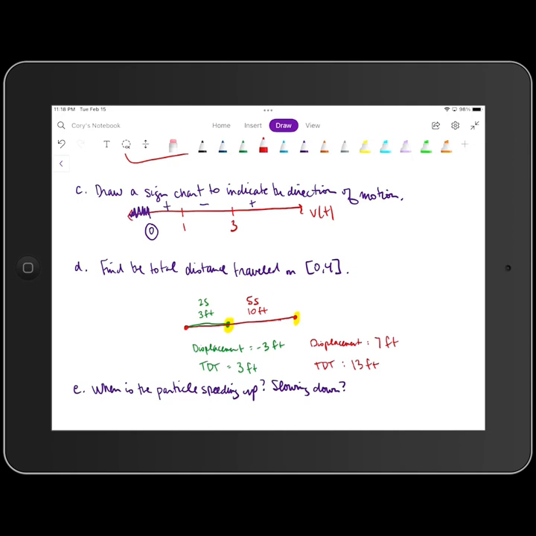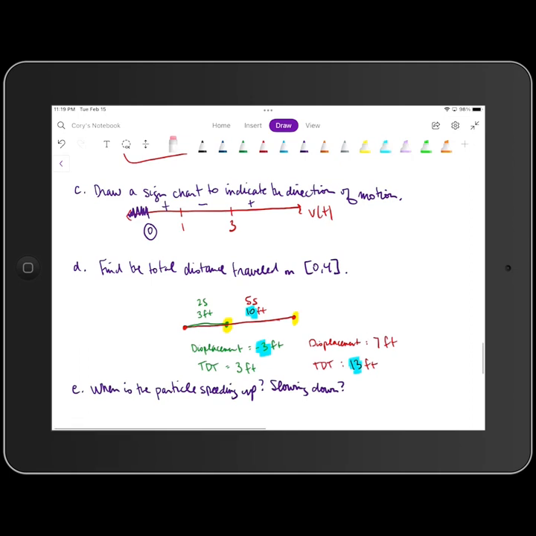Because when we take the absolute value of this displacement that we calculated, the absolute value of negative 3 is 3. And then we took the absolute value of this next displacement, which is up here. The absolute value of 10 is 10. And when we take those absolute values and add them together, 3 plus 10 gives us the total distance traveled of 13 feet. So that is how we calculate total distance traveled. We're going to take the absolute value of the displacement of our particle traveling in each direction.